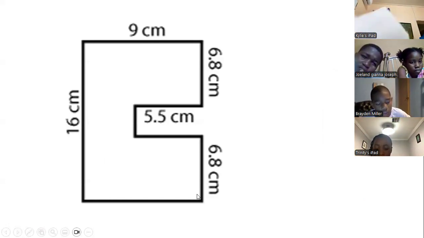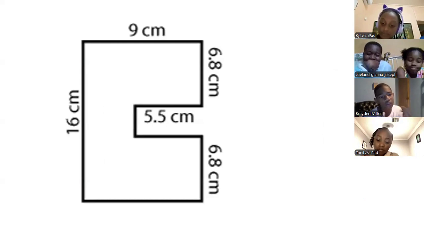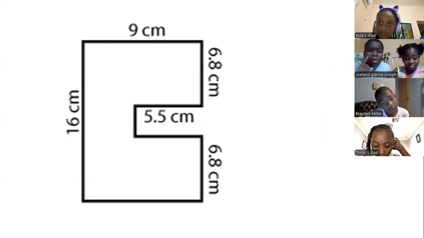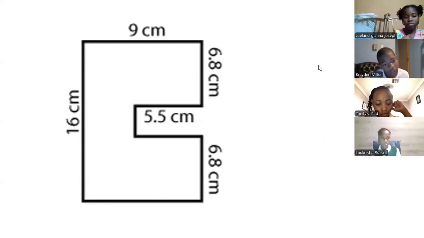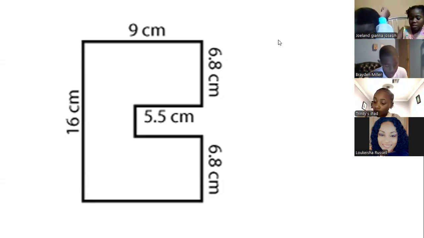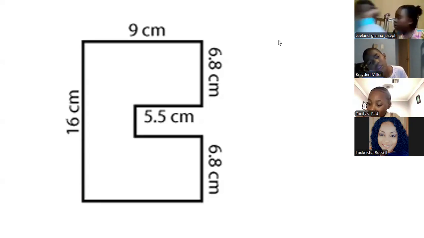Joel, fix your face. Find the perimeter. Put your answer inside the chat. If you get it right, I will message you and then tell you if you could go. Excuse me, Miss Petite. Can I go get a pencil? Yes, you can.